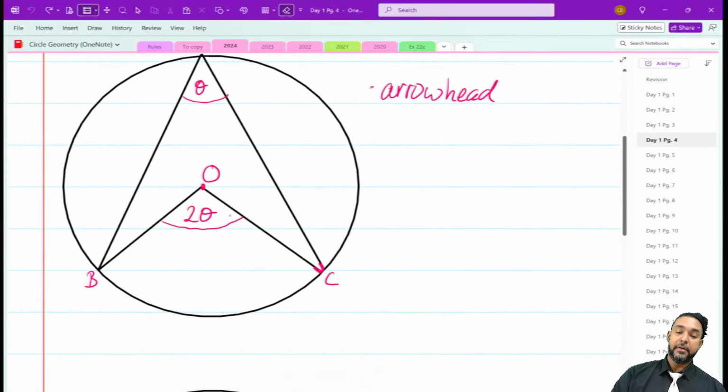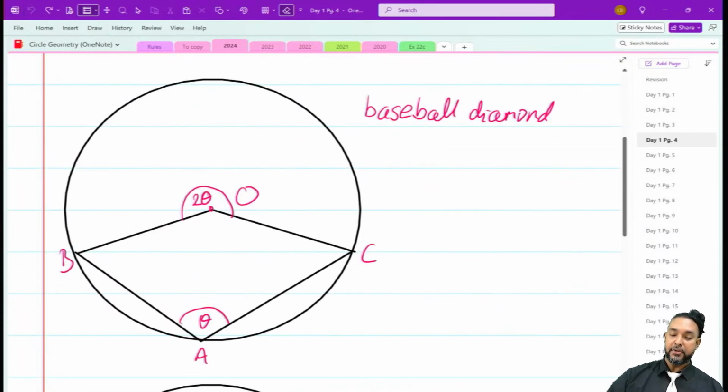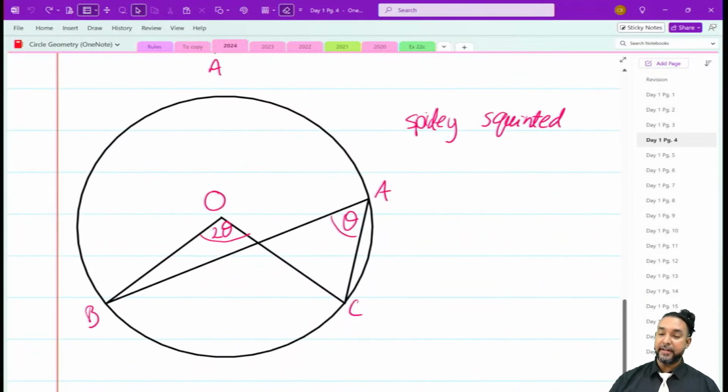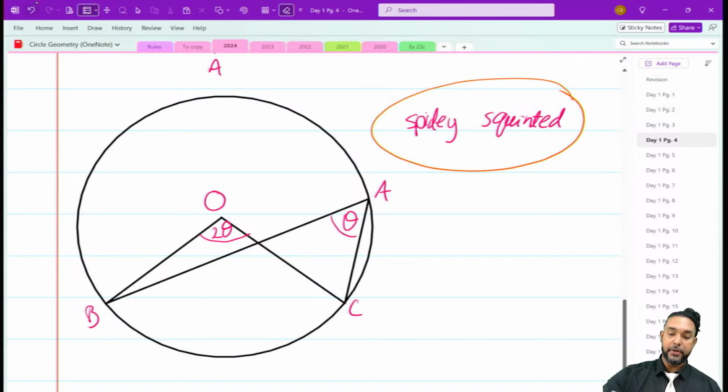Same thing here, look at it. It's on the outside of the quadrilateral. Here, it's also on the outside. Right, now this is not a cyclic quadrilateral. Why? Because not all of the vertices touch the circumference. You have that point in the center of the circle. Right? And in this one, it's kind of spidey squinted or whatever you want to call it. Right?